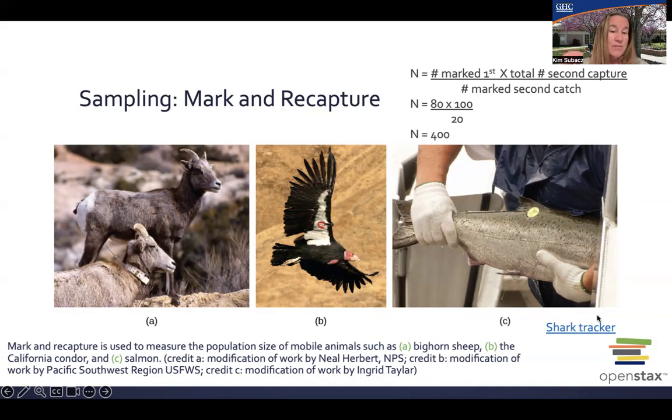So this is an example of all the different types of markings that we got on this slide, and then recapture and how you could use that to estimate populations.